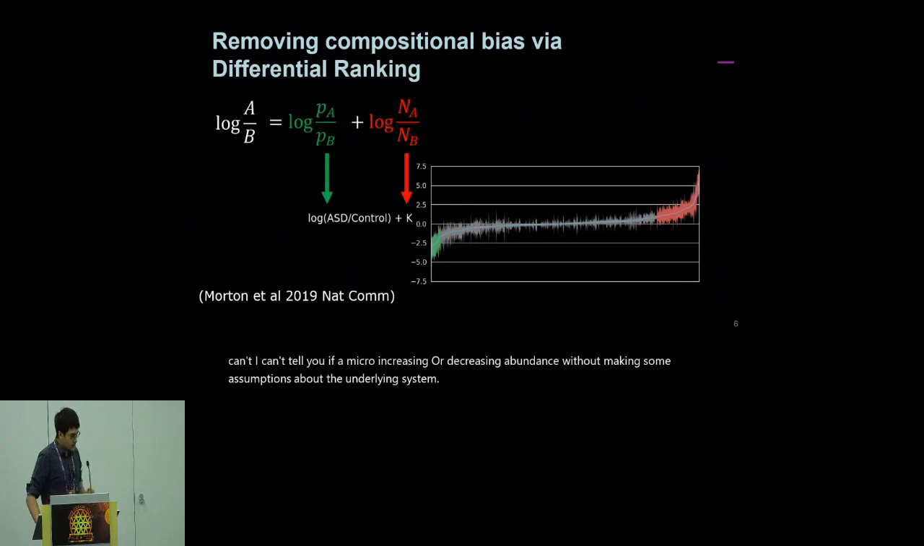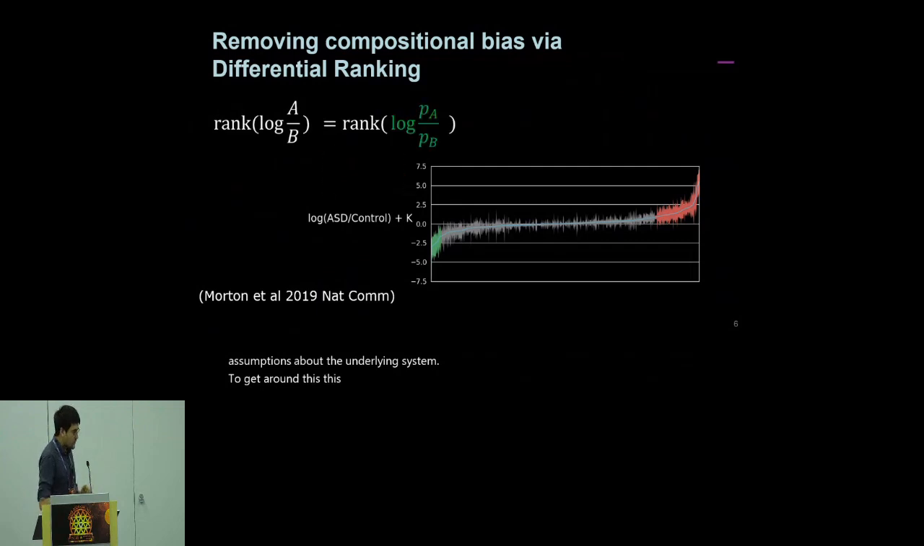To get around this limitation, what we realized is that the change in absolute abundance is just a single term that's equally applied to every microbe. So instead of asking if microbes have changed, we can ask which microbe has increased the most, and which microbe has decreased the most. We can always sort the microbes based off their log-fold changes, and that turns out to be consistent between the absolute abundances and the relative abundances.